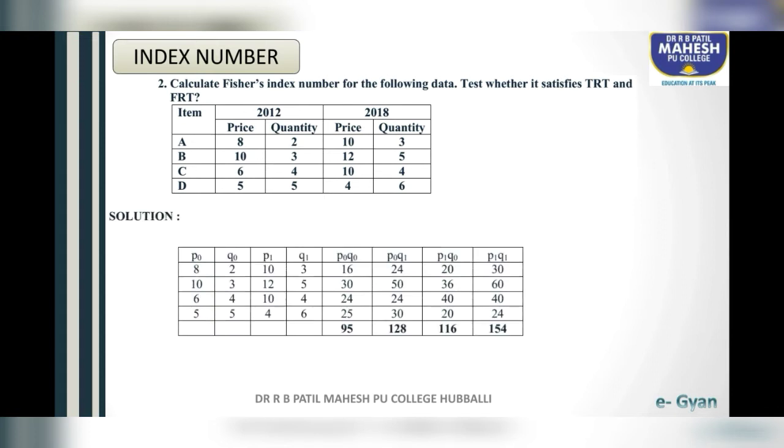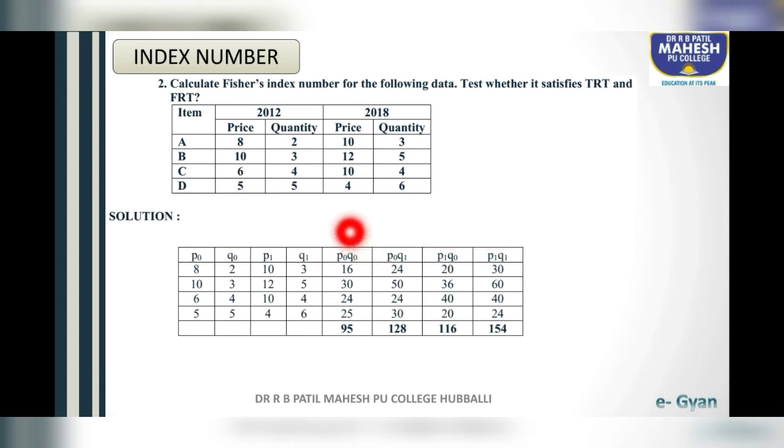Solution, write the given things, students, here. So 2012 is base year, 2018 is current year. So 2012 means base year: price means P0, quantity means Q0. Current year price means P1, current year quantity means Q1. Okay, to find Fisher's price index number, what do we require? P0 Q0, P0 Q1, P1 Q0, P1 Q1.